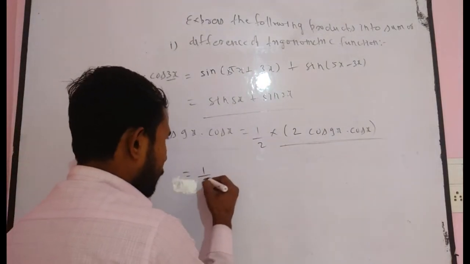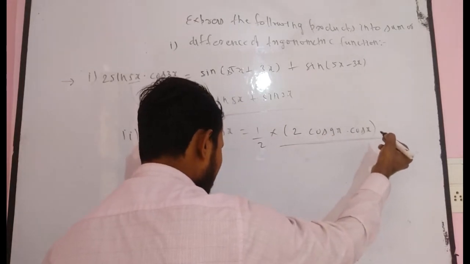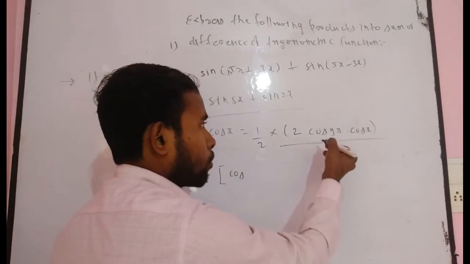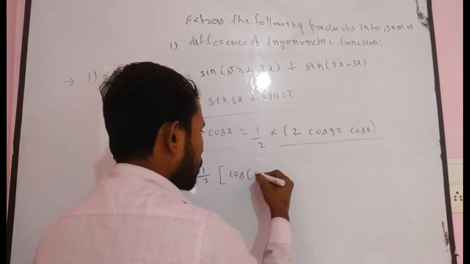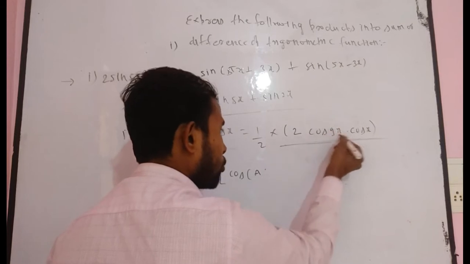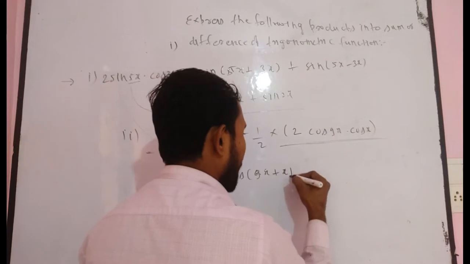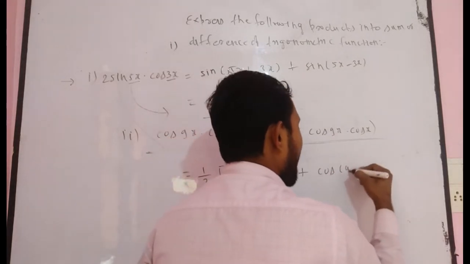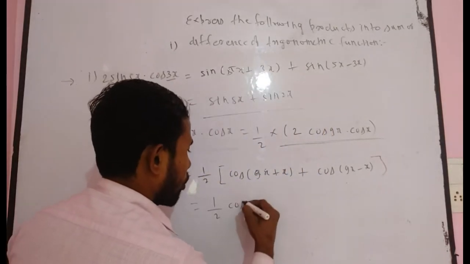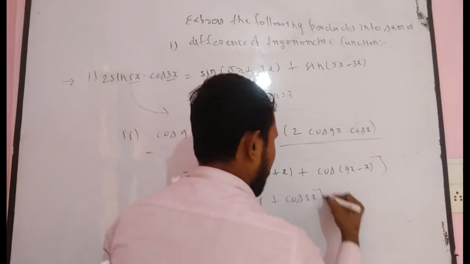Now, as you know, 1 by 2, and 2 cos a into cos b is equal to what? 2 cos a into cos b is equal to cos(a plus b) plus cos(a minus b). That means here a is equal to 9x and b is equal to x. Now it can be expressed as cos 10x plus cos 8x.